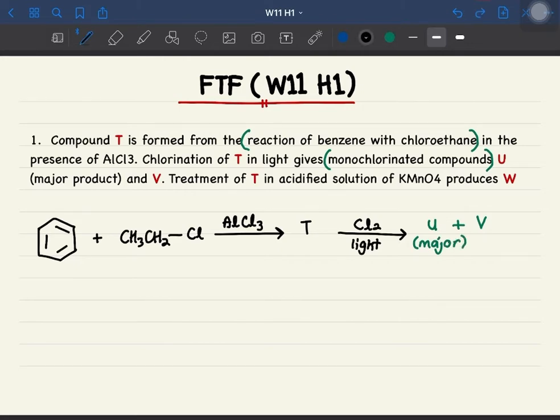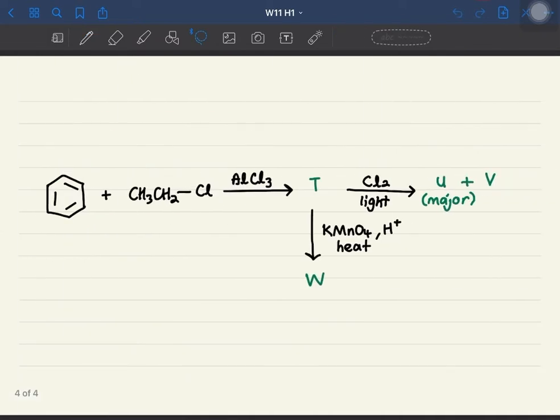And the last statement states that the treatment of T in acidified solutions of KMnO4, so we're going to write it as KMnO4, H plus, and also heat, is going to produce W. Right. So now the first question asks you to draw the structures of compounds T, U, V, and W. We'll copy the whole draft to the next page. So now we have these reactions. We're going to determine who's going to be the T, U, V, and W.